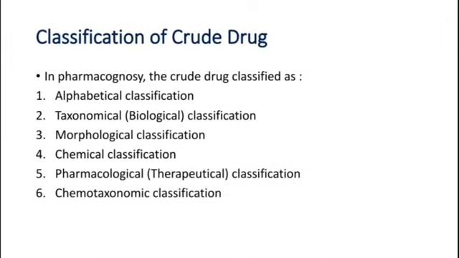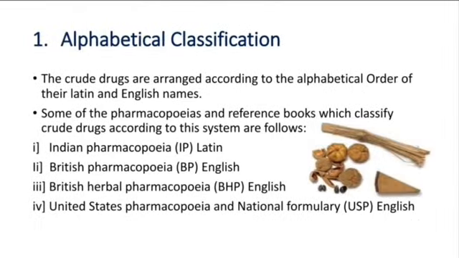Classification of crude drug. In pharmacognosy, crude drugs are classified into six types. First one is alphabetical classification. Second, taxonomical classification, also known as biological classification. Third, morphological classification. Fourth, chemical classification. Fifth, pharmacological or therapeutic classification. Sixth, chemotaxonomical classification. First, alphabetical classification.